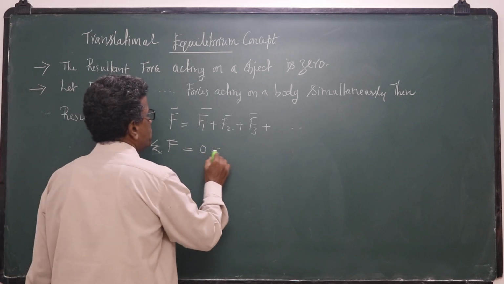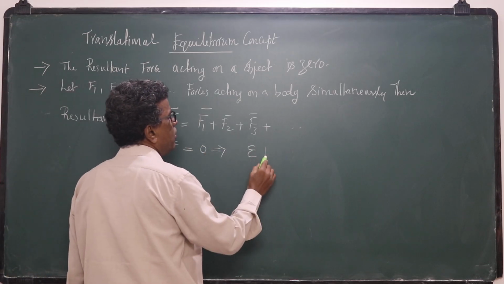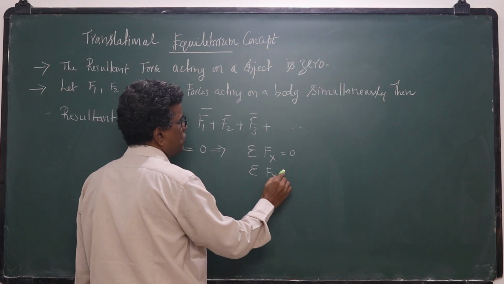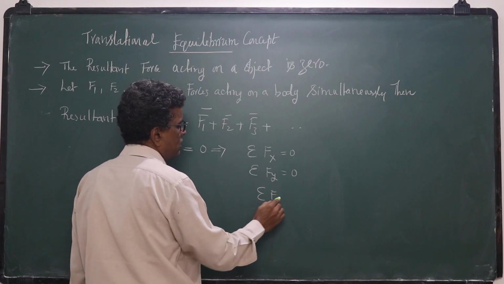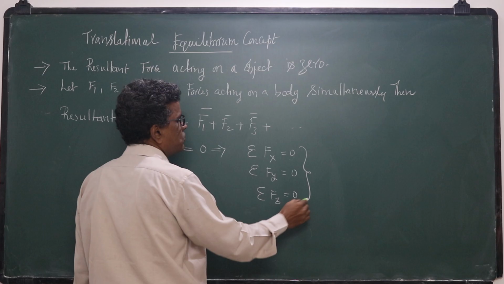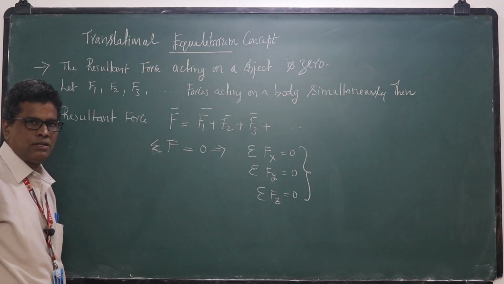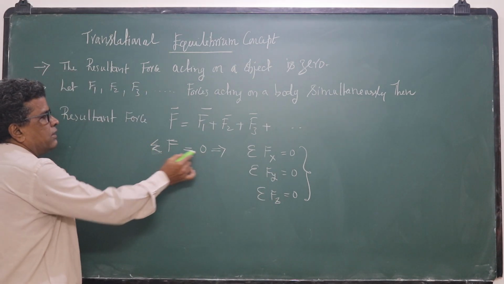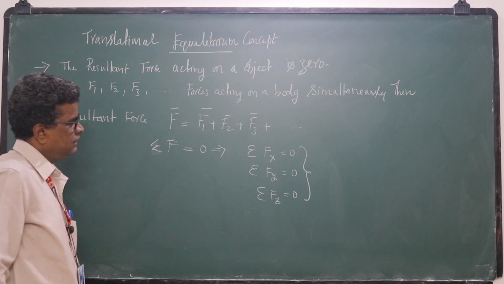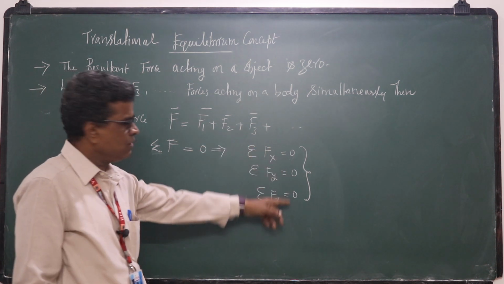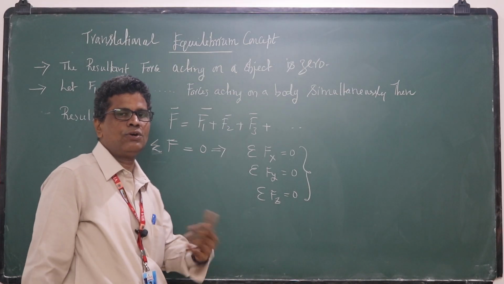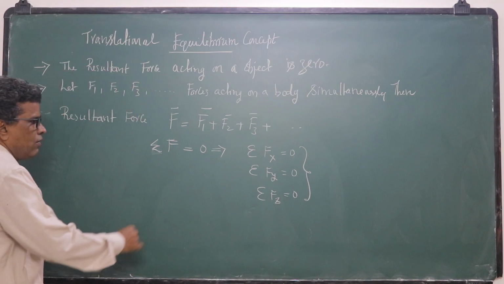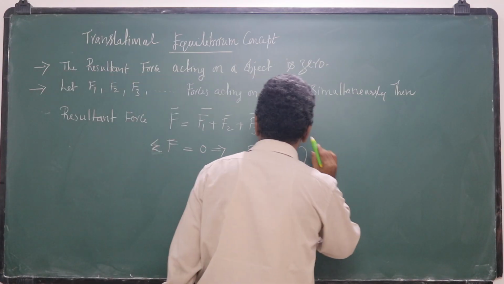That means the summation of all x components should be zero, the summation of all y components should be zero, and the summation of all z components should be zero. So if a vector is zero, then all its components must be zero. It should not have any non-zero components. If it has non-zero components, then we call it an unbalanced force.